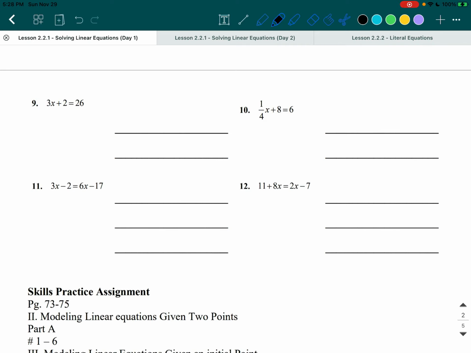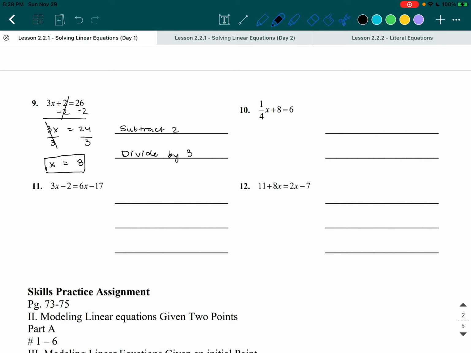All right, so let's write out the steps. The first step is to subtract 2 from both sides. They'll cancel out. You get 3x is equal to 24. Then the next step would be to divide by 3 on both sides. So divide by 3, because 3 is being multiplied to x. So you want to divide to cancel that out. Then you'll get x is equal to 8.